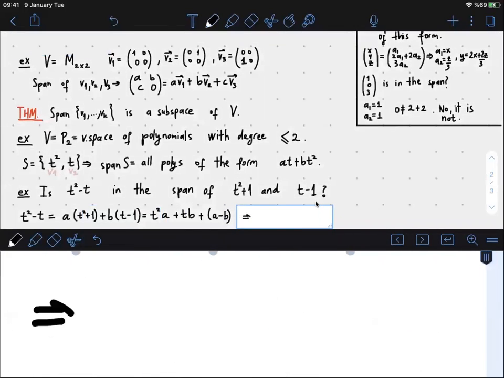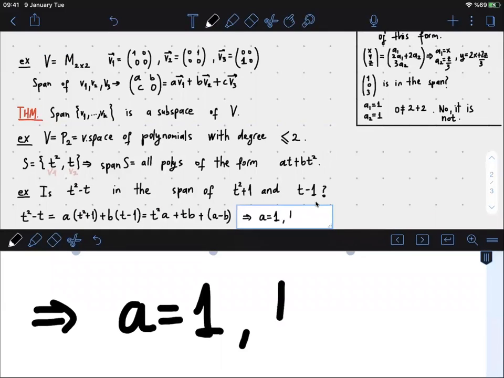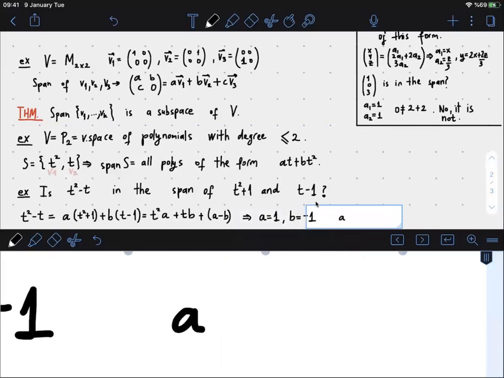What does it mean? This means a should be 1. What about b? b should be minus 1, right? And a minus b should be 0. So, are these three equations compatible? If a is 1 and b is minus 1, then is a minus b also 0? Is there a solution for this system?